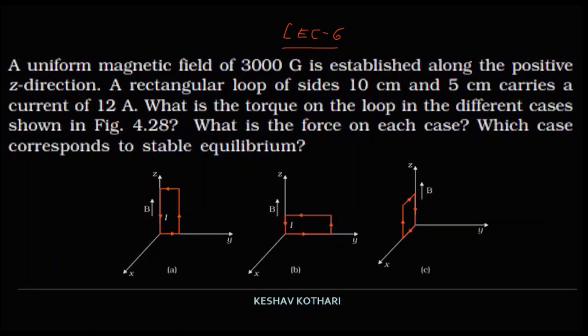It is stating a uniform magnetic field of 3000 Gauss is established along the positive Z direction. A rectangular loop of side 10 cm and 5 cm carries a current of 12 ampere. What is the torque on the loop in the different cases shown in the figure? What is the force on each case? So this is the problem which is referring, and these are the three diagrams associated with it.